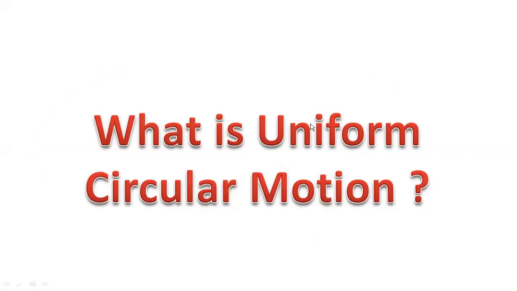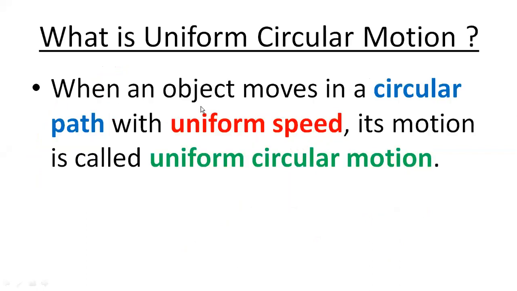We already know the meaning of the uniform is nothing but covers equal distance in equal time, right? That is uniform motion. But for circular motion, the definition is something like this. What is uniform circular motion? An object is called a circular motion with uniform speed when an object moves in circular path, which is important for circular motion, but it should have what? Uniform speed. It should cover equal distance in equal time. ठीक है? Then its motion is called as uniform circular motion.